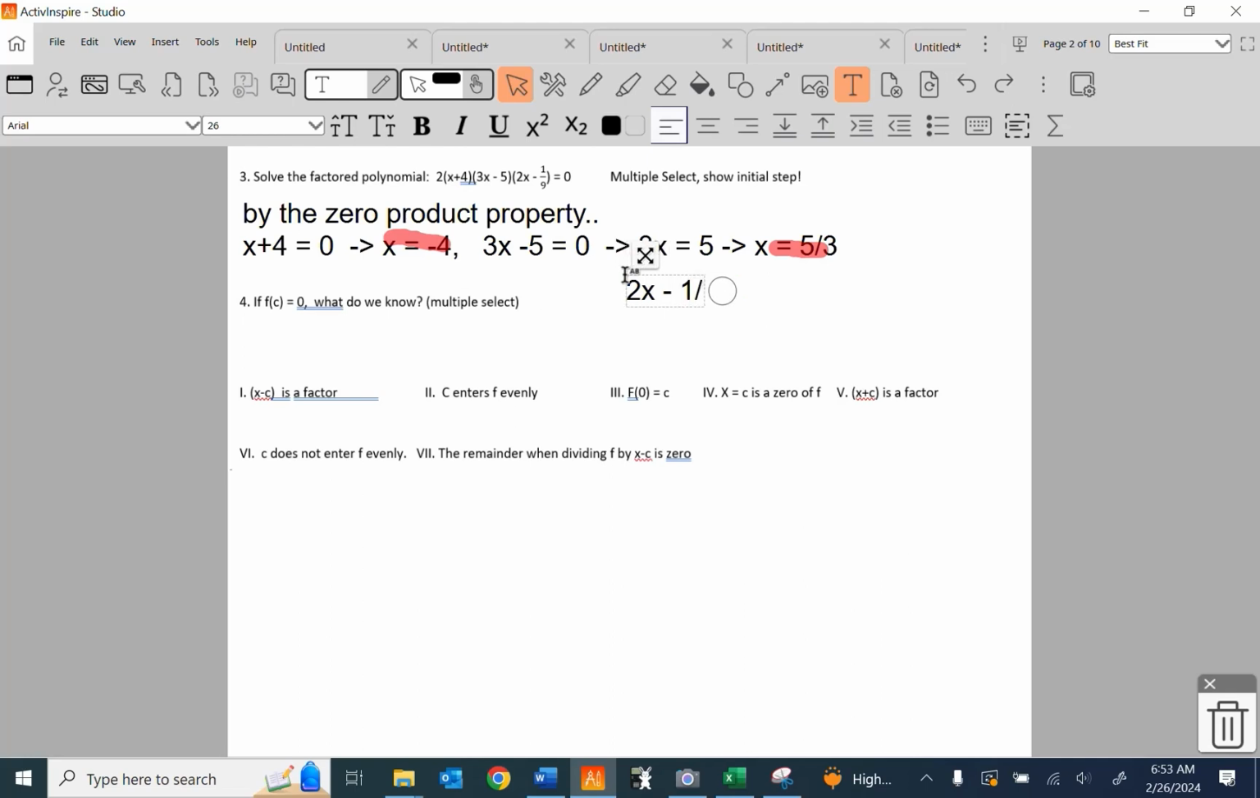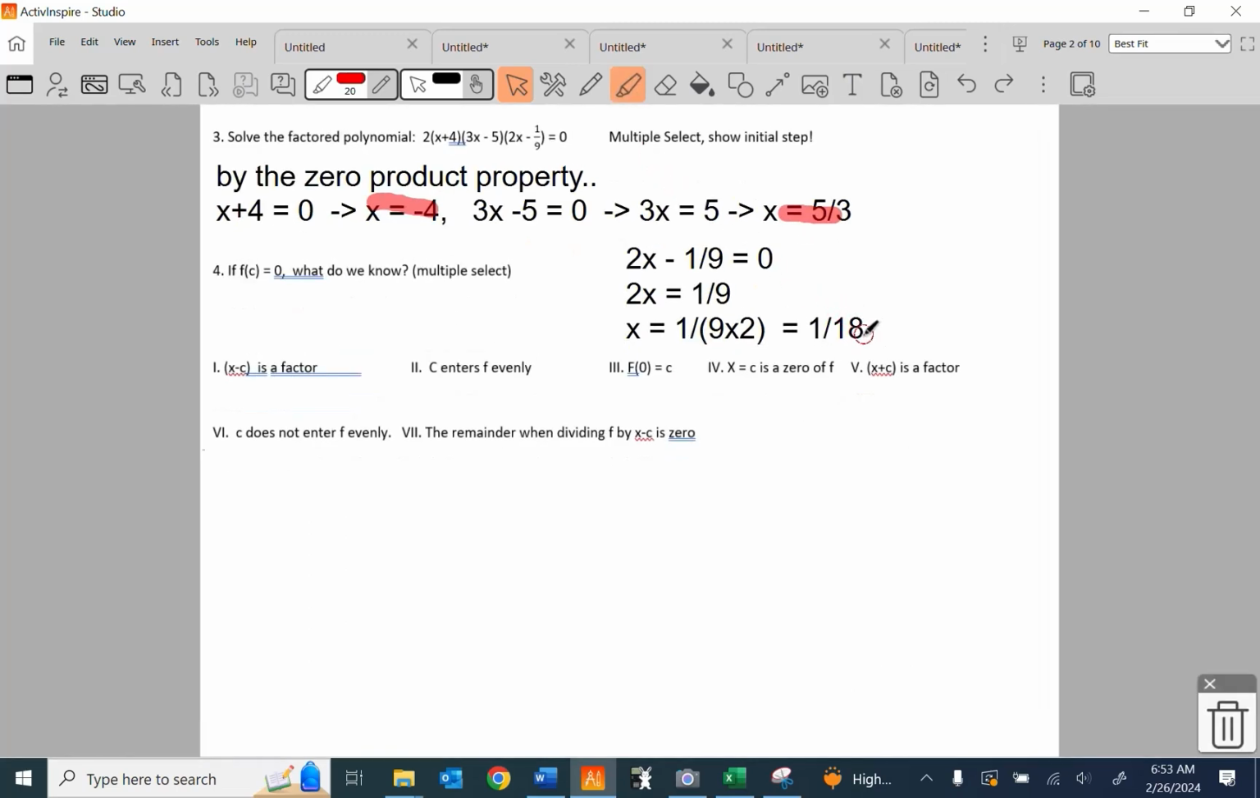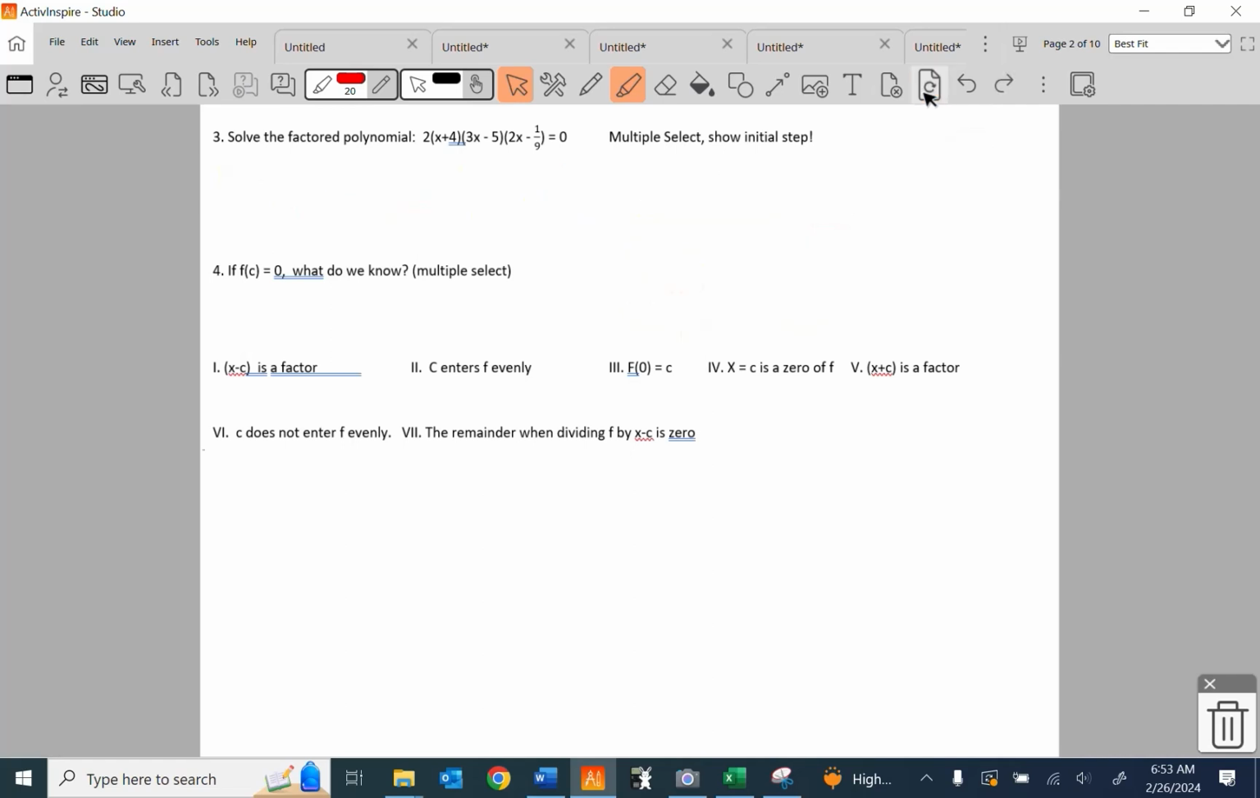2x minus 1/9 is 0. 2x is 1/9. x is 1 divided by 9 times 2, because we're dividing by 2. The division step happened there, and that gives me 1/18. 3 answers, and they weren't hard to get. This should be a question everybody gets right. All right, moving on to 4.